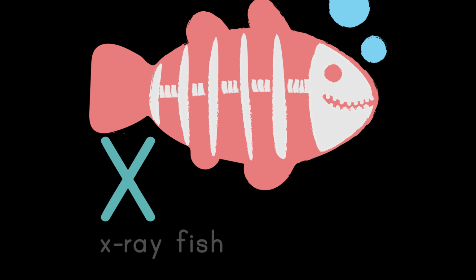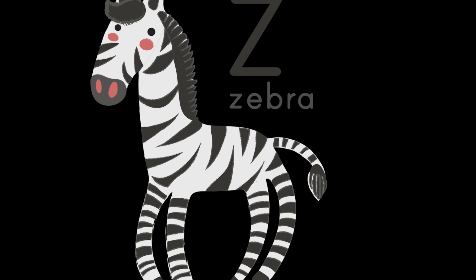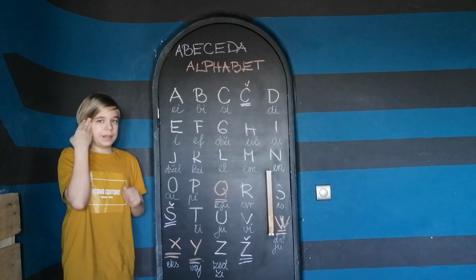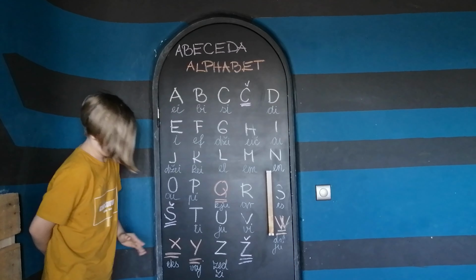W. This is another letter specific to the English language, and for example, we have well. X. Again, a letter in the English alphabet, and for example, we have X-ray fish. Y. Another letter in the English alphabet, and for example, we have yak. Z. Here, for example, we have zebra, but in Slovenian we say Z as Z. And for example, we have zebra. As you can see, they are the same thing. And then the last letter is Ž, another specific one to Slovenian and a couple other languages. And for example, we have želva.